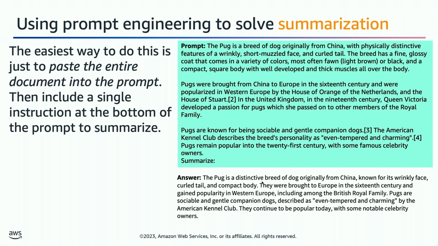So the pug is a distinctive breed of dog. It's from China, known for its wrinkly face, curled tail, compact body, brought to Europe in the 16th century. Fact check, yes, 16th, got it. Gained popularity in Western Europe. Fact check, yes. Including among the British royal family. British royal family, yes, here we go. Queen Victoria, royal family. Pugs are sociable and gentle companion dogs, check. Described as even-tempered and charming, check. By the American Kennel Club. Did we? Yeah, American Kennel Club, there we go, great.